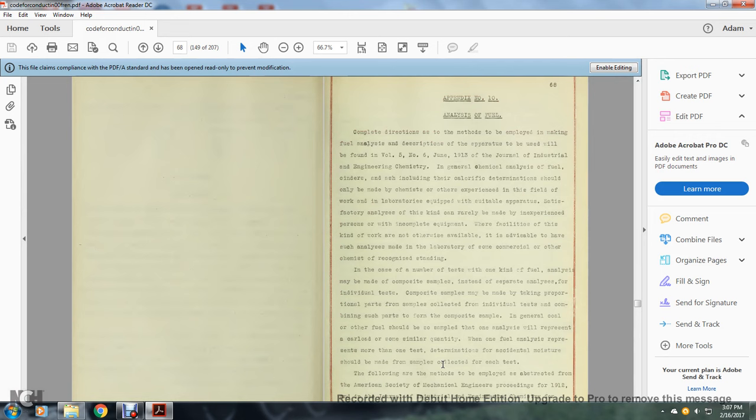Alright, appendix number 10. Analysis of fuel. Complete direction of the method employed with the making of the fuel analysis description apparatus. You will use the method found in volume 5 and volume 6.